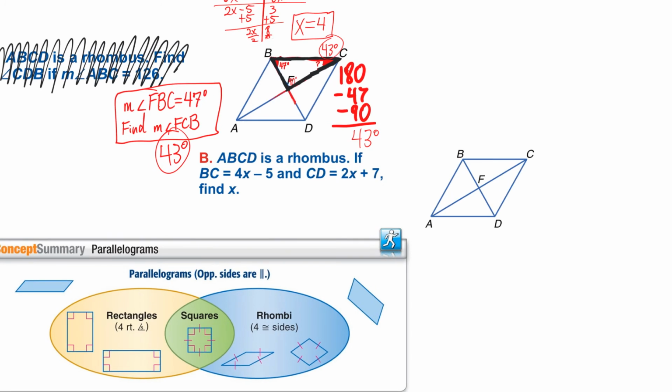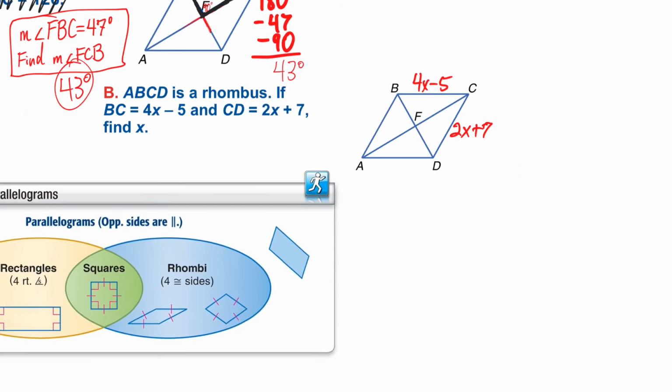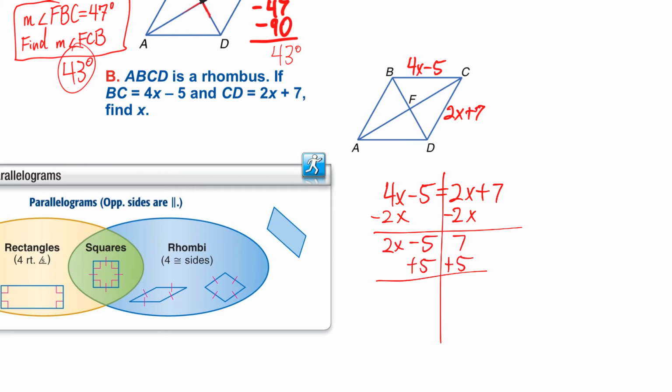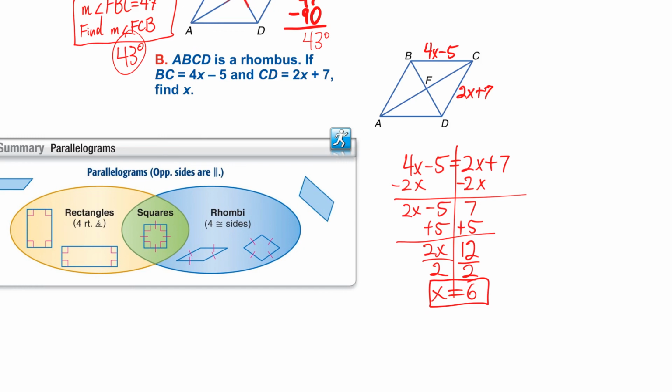Okay, on this last one right here, BC is 4x minus 5, and CD is 2x plus 7. If this is a rhombus, what do I know about those two sides? They're congruent, so we're just going to set them equal and solve for x. 4x minus 5 equals 2x plus 7. So x equals 6 there.